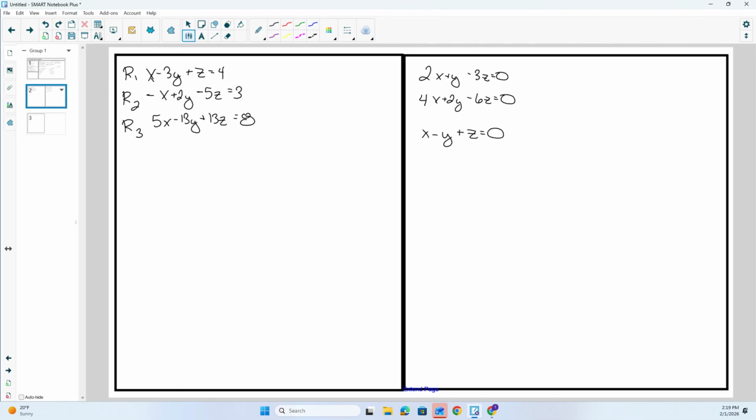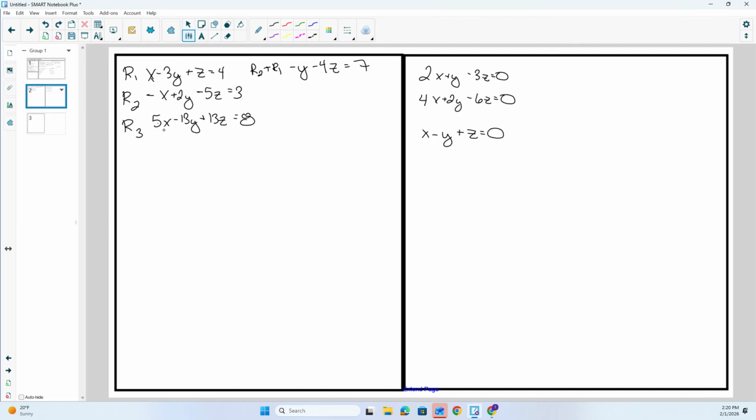Go to this next problem. Again, I'm looking to see what can I do, what can I cancel out. And I particularly always like to see if I have positive x, and then I have a negative x. I'm going to use this negative x to cancel everything out. So I'm going to do R2 plus R1 first. So that cancels. This becomes negative y minus 4z equals 7.